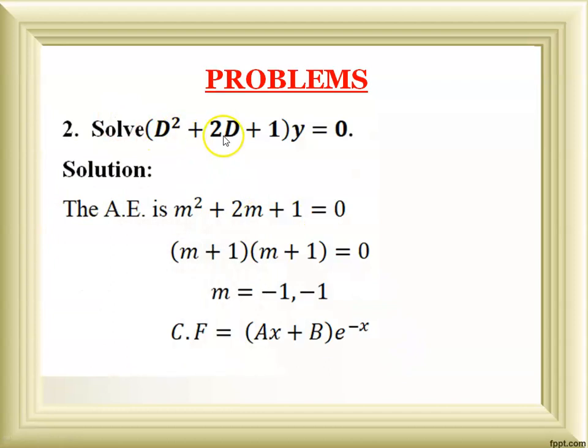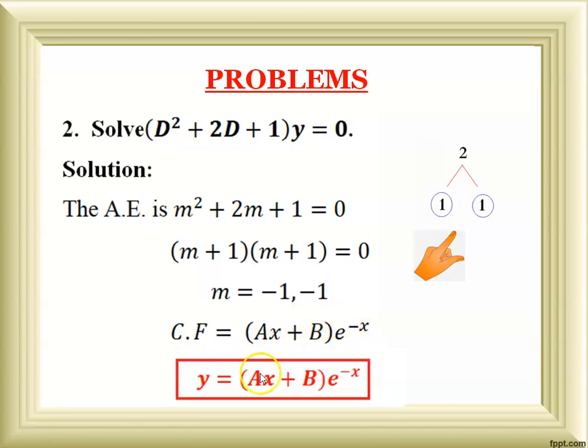Next is (D² + 2D + 1) y = 0. RHS is 0, so find only the C.F. The auxiliary equation is m² + 2m + 1 = 0. After factorizing, I get (m + 1)² = 0. Equating each factor to 0, the roots are minus 1, minus 1. The two roots are equal, repeated. Therefore the complementary function is (ax + b) e^(-x). The general solution is y equal to the complementary function.